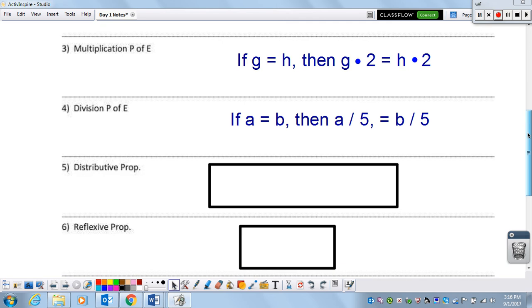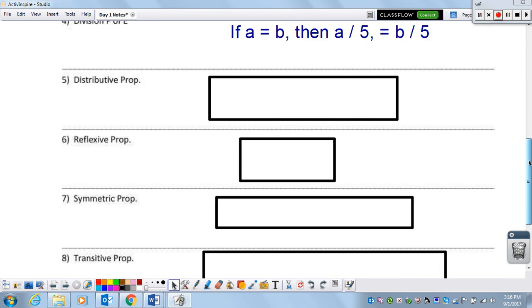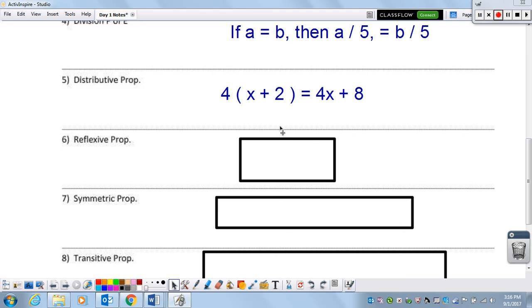There's some other properties that are not properties of equality, but they're just properties. One is the distributive property. The distributive property tells us that 4 times the quantity of x plus 2, we would just take this 4 and distribute it to both things inside the parentheses. So 4 times x gives us 4x, 4 times 2 gives us 8. So 4 times the quantity of x plus 2 equals 4x plus 8.